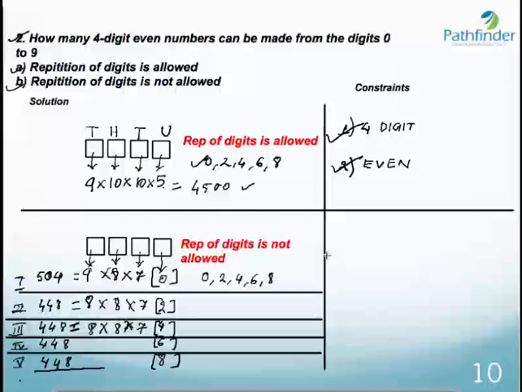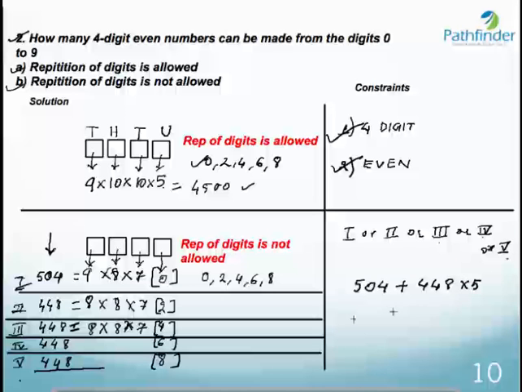So what is the total number of numbers? The total number of numbers will be a sum of all these cases. Now why a sum? Because either case 1 or 2 or 3 or 4 or 5 can exist. And because we have an or in between them, we will add up these numbers. So we add up 504 plus 448 into 5, which gives us 2744 possible numbers.